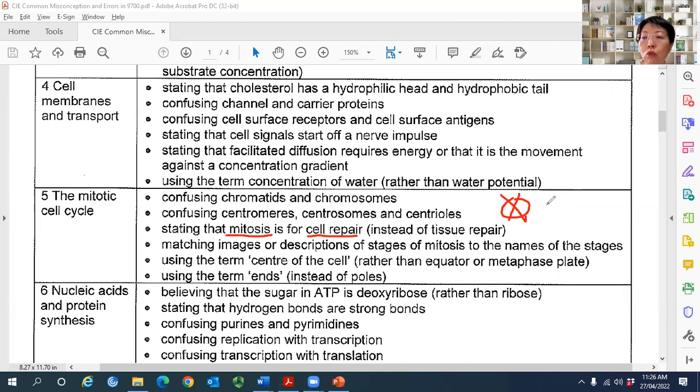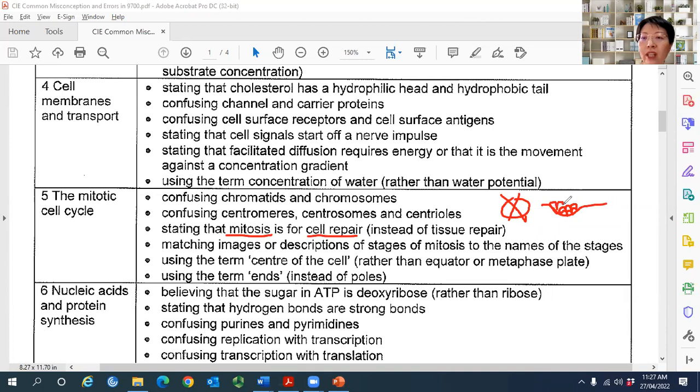You repair the tissues, right? Let's say you injure your skin, so there's a hole. The tissues here are gone. So mitosis is what? To produce back the cells. They don't repair the cell; if the cell dies, you can't go and repair it and see whether it can be repaired or not.